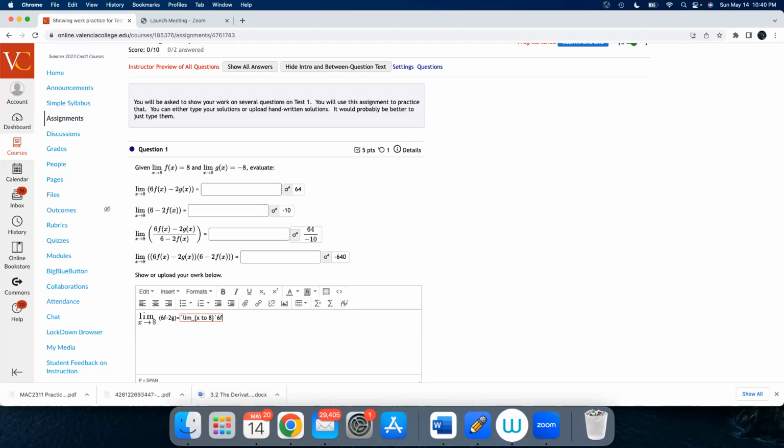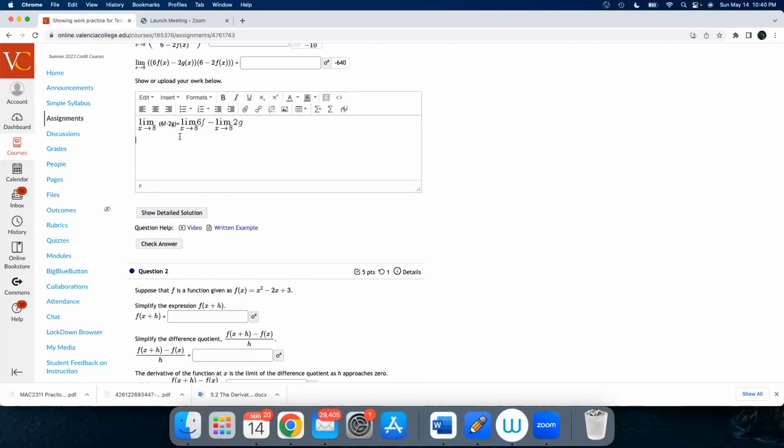What do we want here? 6F minus, I could put that inside a new one, minus limit underscore X to 8. What do we have here? 2G. And then I would come down to the next line and I would try to space it over to get the equal signs lined up, but it's not necessary. Don't stress about it too much, but it would look better if you keep all your equal signs lined up.